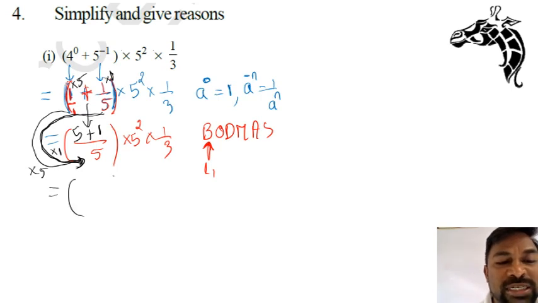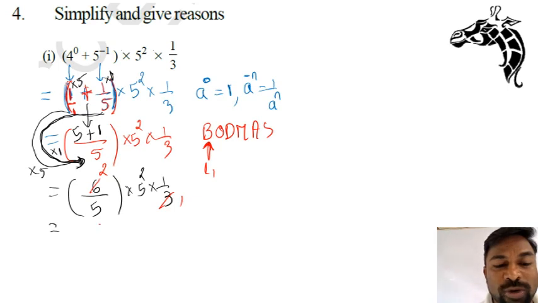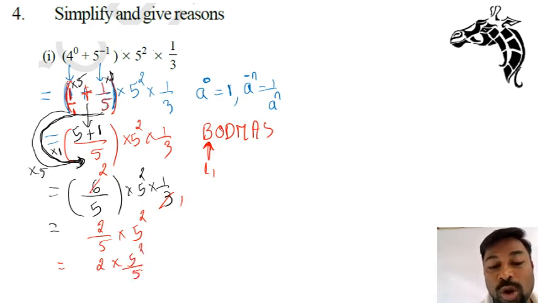Now inside the bracket, still we are simplifying. 6 by 5 into 5 squared into 1 by 3. Now everything is in terms of product. Why? Because the bracket, the parenthesis, is also a bracket. Now let us simplify. If you check it out, 3 ones are 3 and 3 twos are 6. So what is left over? 2 by 5 into 5 squared. This is left over. Now let us bring all the like terms together. That is 2 into 5 squared divided by 5. So the 5s and 5s, I brought them to one family.